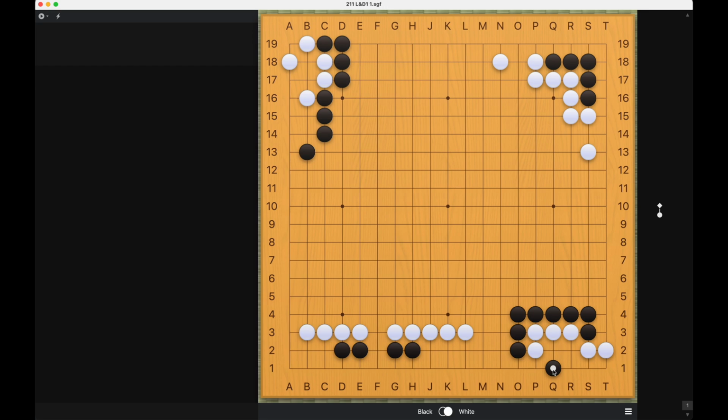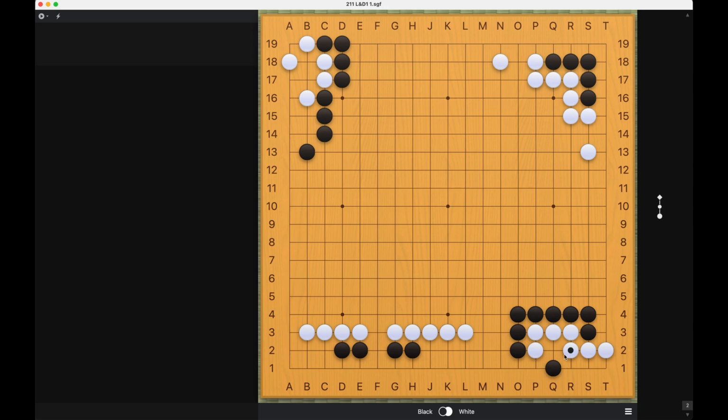Now black plays this. It is natural for white to want to cut off this black stone from the outside, but now black can cut. And white only has 2 liberties left, but black has 3 because white cannot play here. It will just be captured. White plays here, then black can capture these stones. So white can't really play here.